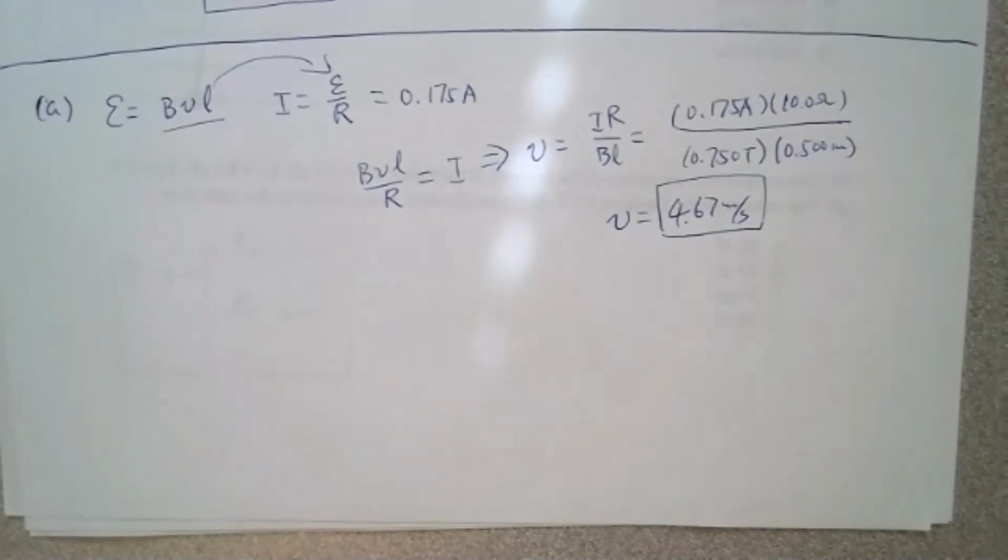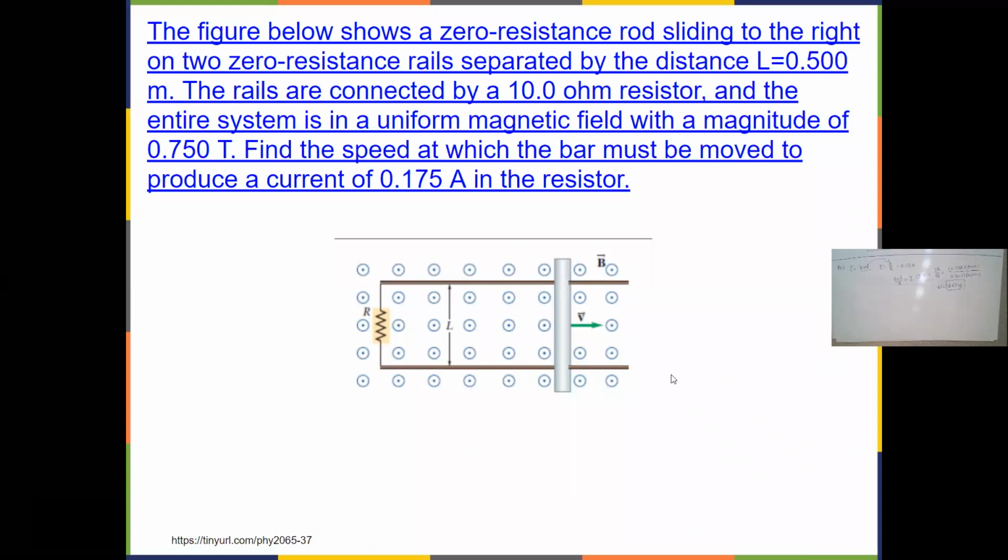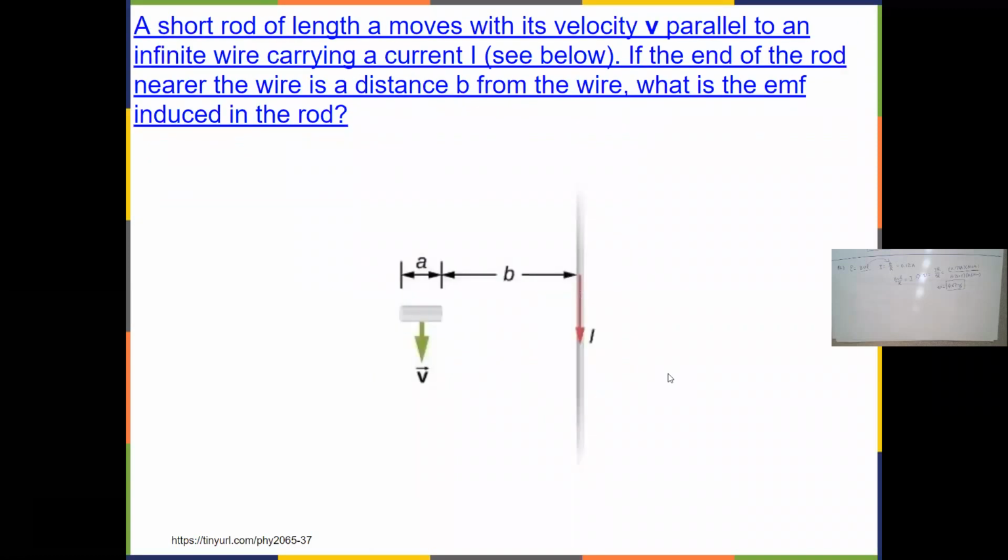All right. Questions you guys might have on this one? All right. So if not, then let's move on to a second example here.